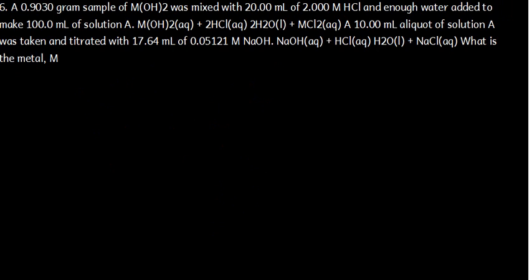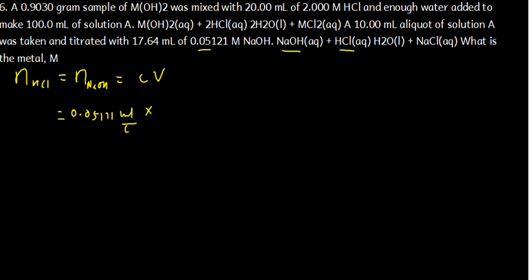Let's start with the second reaction, saying number of moles of hydrochloric acid should be equal to the number of moles of what? In the second reaction, we are reacting sodium hydroxide with hydrochloric acid, so it should be equal to the number of moles of sodium hydroxide, and that should be equal to concentration times volume. Now the concentration of sodium hydroxide has been given as 0.05121 mole per liter, and then multiply the volume we've been given as 17.64 milliliters converted to liters by multiplying by 10 to the power negative 3. And so the answer is going to give us 0.000903344 moles of hydrochloric acid.